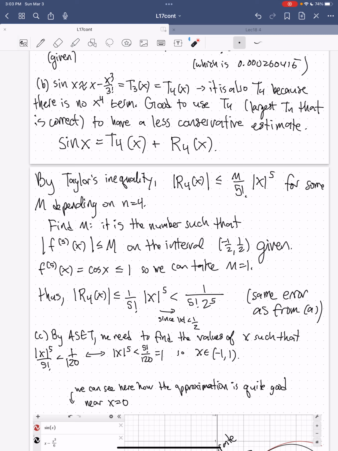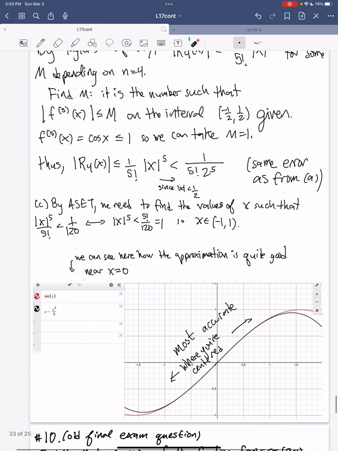So yeah, for a question like this, you just set up your alternating series estimation theorem, less than whatever given error we want, and we use that to find the interval for x.